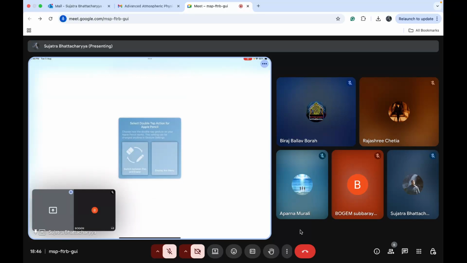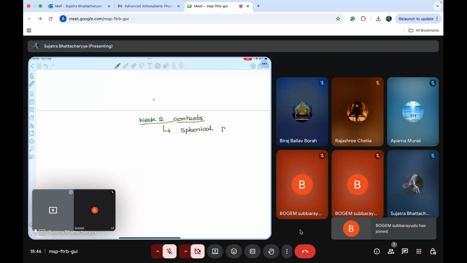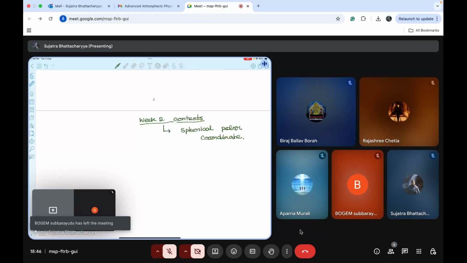So let me write. This is week two contents. So week two contents is based on conversion of Cartesian coordinate to spherical polar coordinate. Very important. Visualizing it is far more important. So it is an extremely important thing. So I will show it.